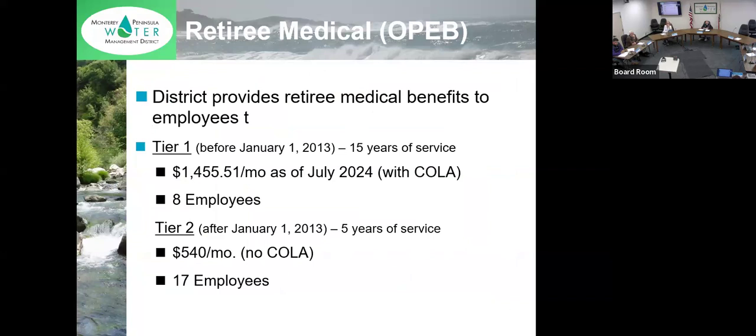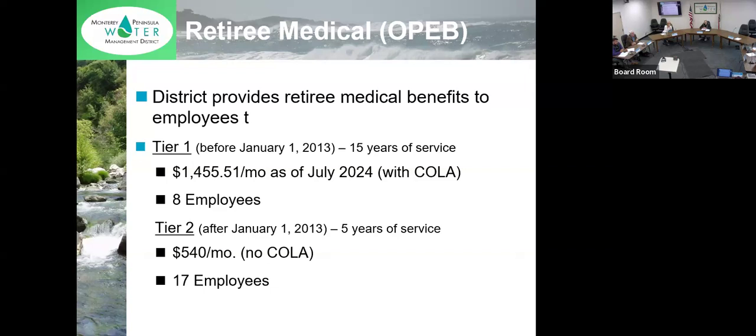So we have two types of benefits, for tier one employees and tier two employees. Tier one employees are those with 15 years of service and those that have been hired before 2013. They would get paid a benefit of about 1,500 with COLA. There's a 3% COLA that they would receive for that payment that gets adjusted every fiscal year. And then the tier two employees with at least 5 years of service and those that are hired after 2013, they would get no COLA and just a flat $540 a month towards retiree medical. And again, most of our employees are tier two at this point.